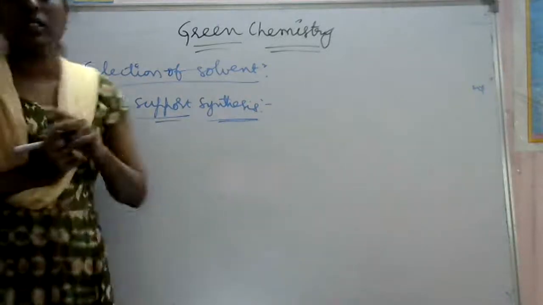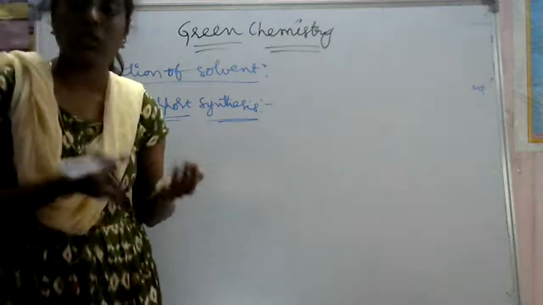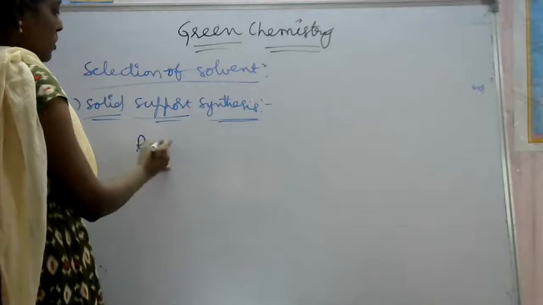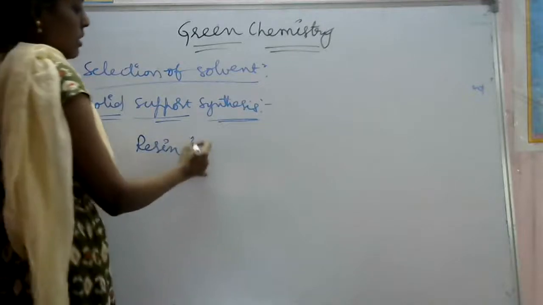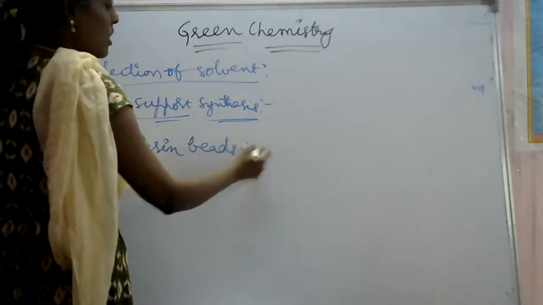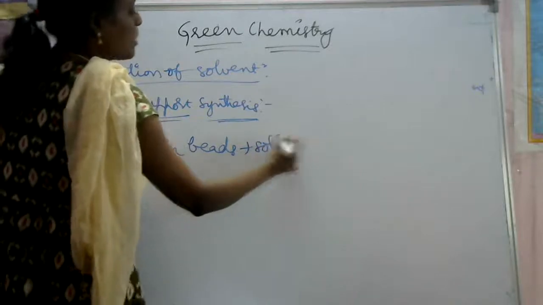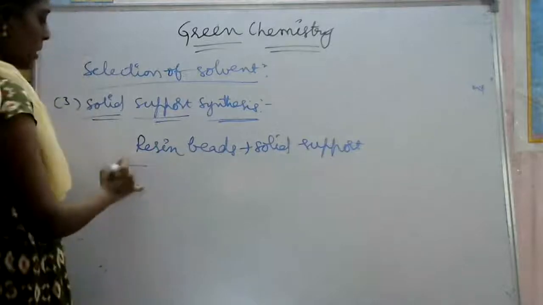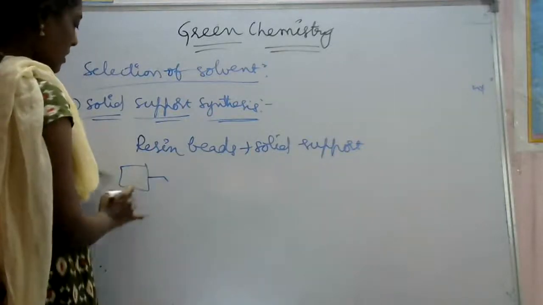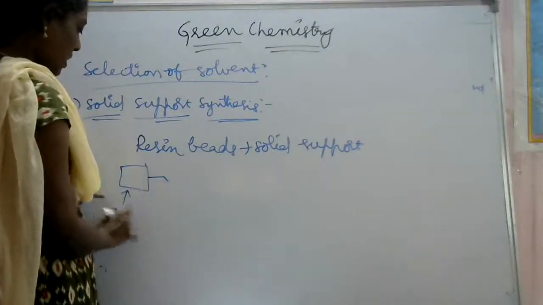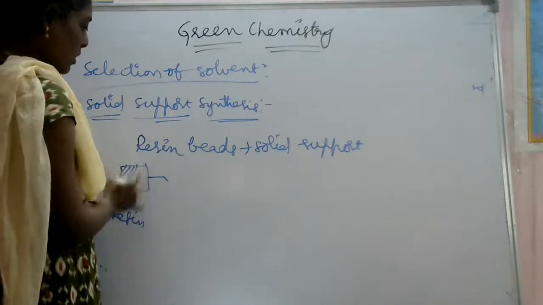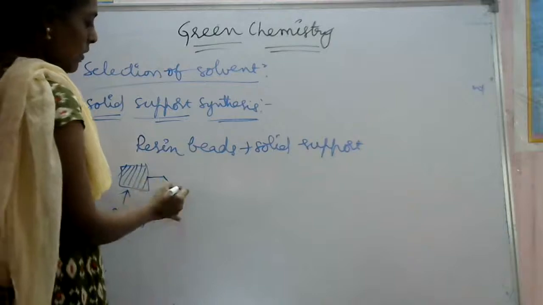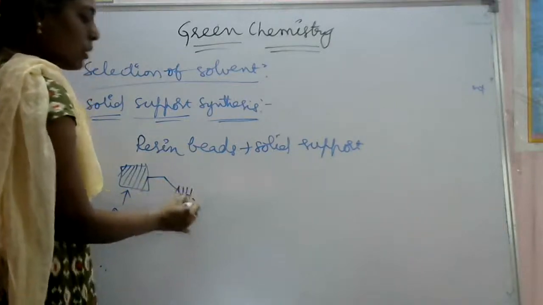Solid support synthesis. Here we are using a solid support. So solid support is nothing but beads, resin beads. We have to use the resins. Resin beads are used as a solid support synthesis. These have some linker. This is the resin, which acts as a solid support and is linked to the linker. The linker has some functional groups.